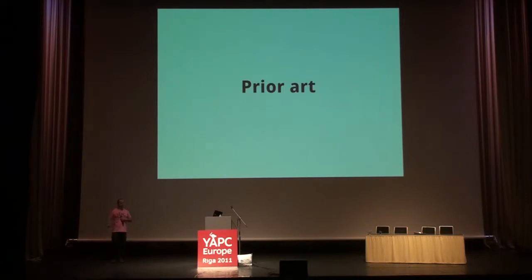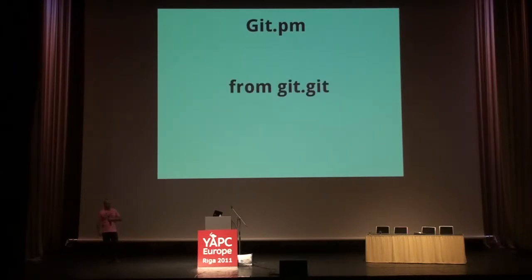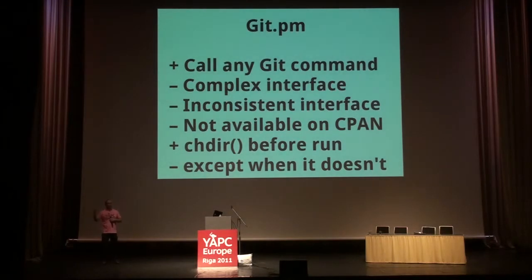So, of course, I first looked for prior art. I found 3 modules. The first one is Git.pm from the git.git repository. With it I was able to call any git command, but it had a complex interface. There are like 8 or 10 ways to call a git command depending on what you want to do: if you want to give it input, read the output, get the errors in that way or that other way. The interface is not even consistent. When you want to send something on standard input and also read from standard output, which is what they call a bi-directional command, the interface is different from the other methods, so it's really annoying.